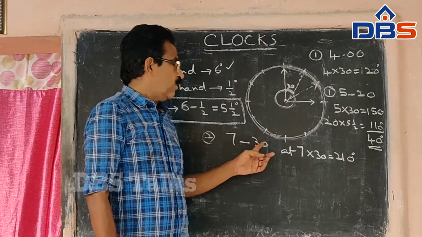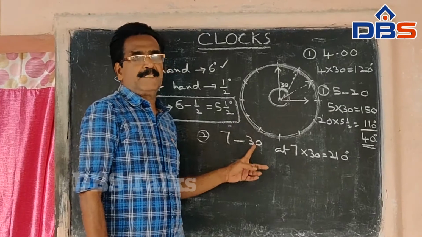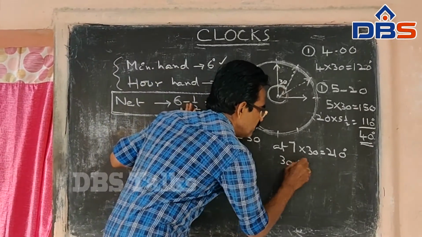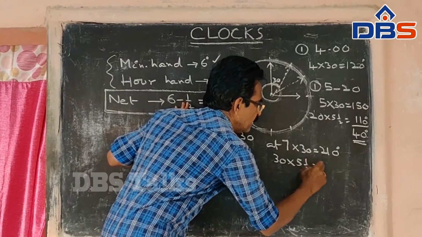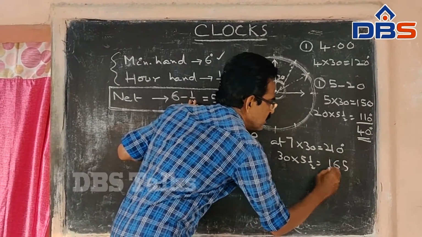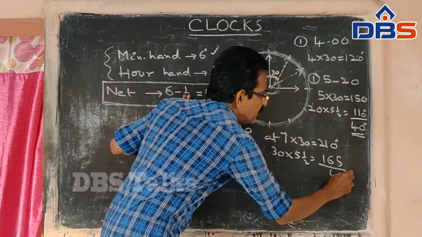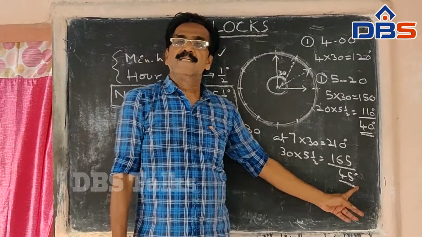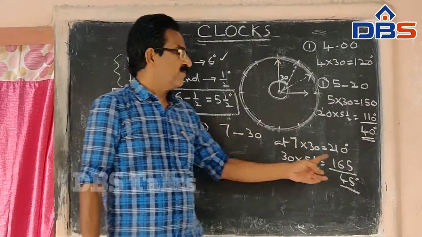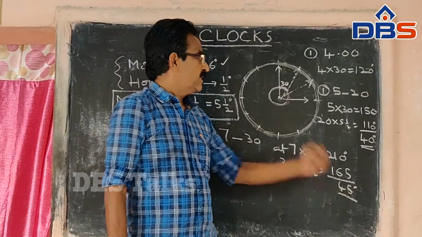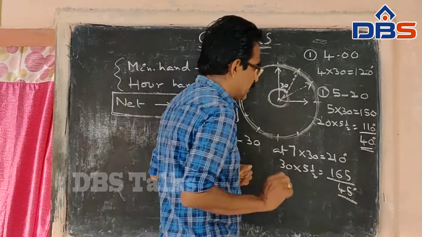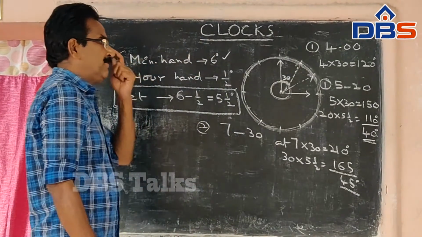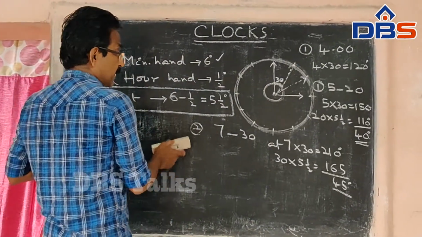After 7, how many minutes passed? 30 minutes passed. So 30 into 5 and a half is 165. So the difference, the remaining, is 45 degrees. So the angle between the hands at 7:30 is 45 degrees. Here friends, one thing I tell you. So this is how to find the angle between the hands of a clock at a particular time.